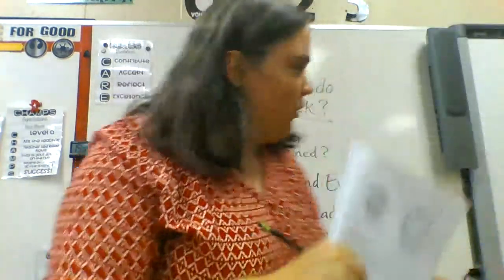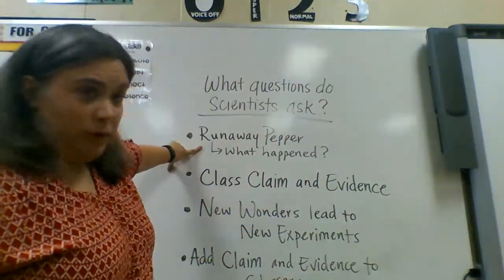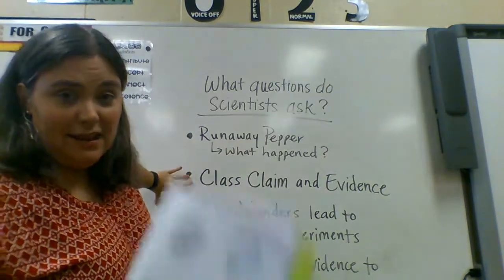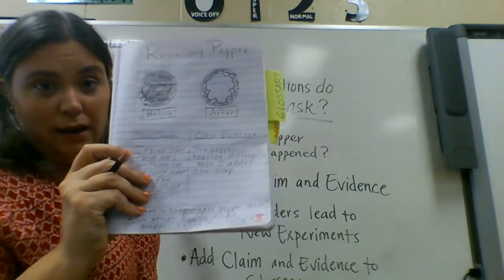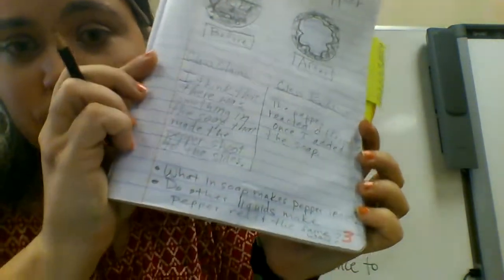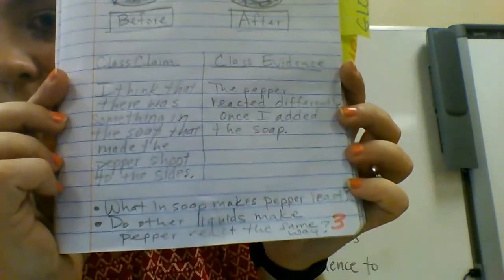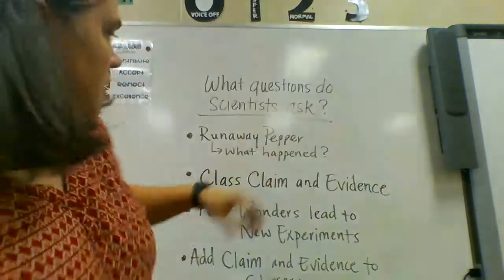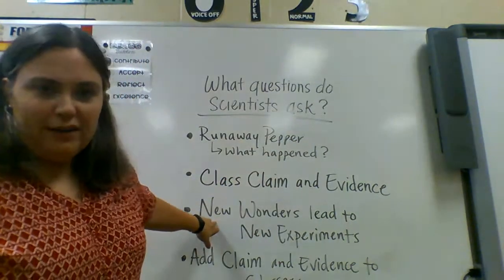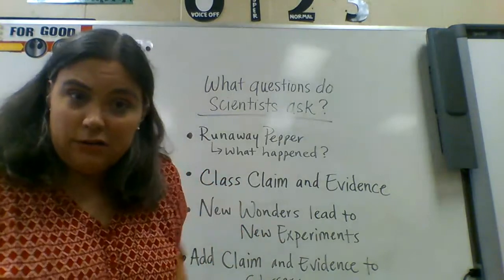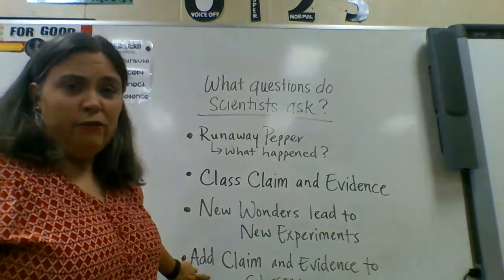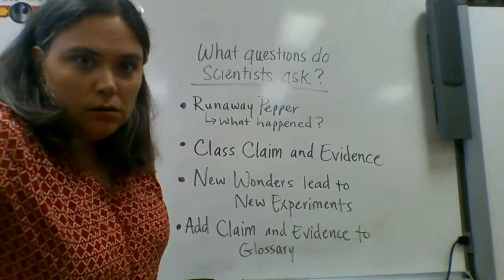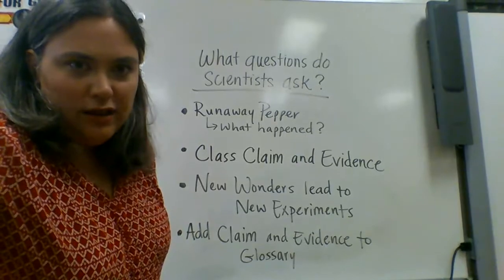All right, one more thing to do before we leave you today. Did we go over the runaway pepper experiment and talk about what happened? Yeah. Did we make our class claim and evidence? We sure did. And if you need to, pause the video. Let me hold it still and close so you can see a little bit better. Did we come up with new questions, maybe leading to new experiments to try out? And have we added claim and evidence to our glossary? We've done everything but add claim and evidence to that glossary.